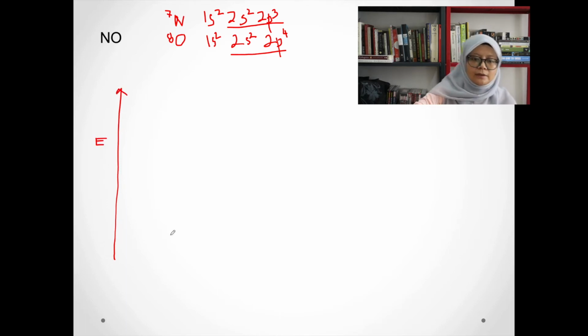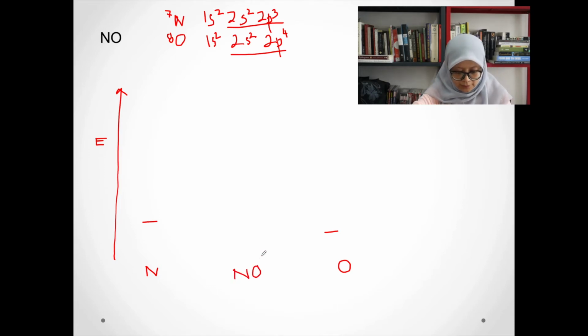Okay, the energy level. Let's start with the 2s energy level. Here is the nitrogen and this one is for oxygen. Nitrogen is more electropositive than oxygen, so it will have a little bit higher energy compared to the oxygen. So this is the NO.